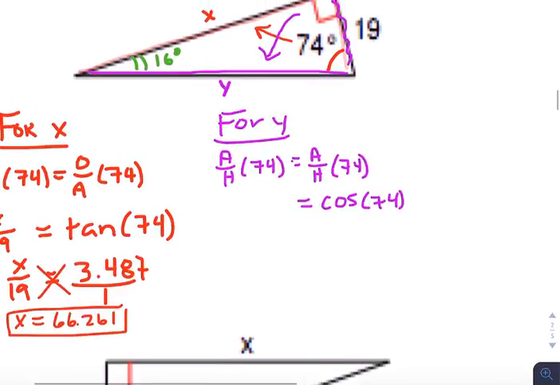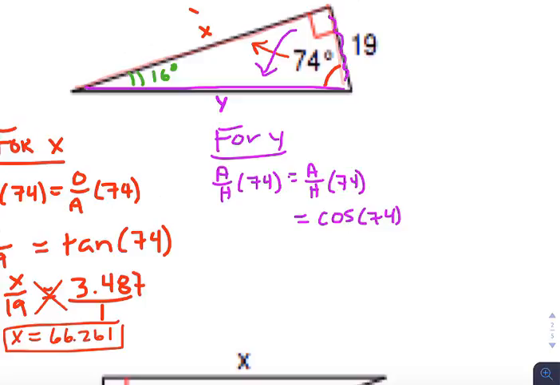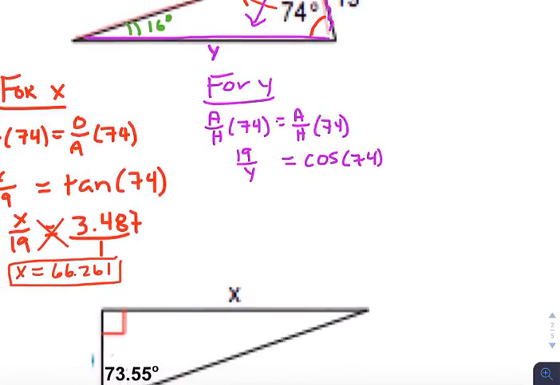A over H in this case, adjacent to 74 would be 19, and the hypotenuse, which we're trying to find, we're going to use as a y. Replacing values, cosine of 74 puts us at 0.2756. We'll throw it over once, so we can do cross multiplication here in a second. We'll carry down y, 19 over y, and now we can go into our cross.